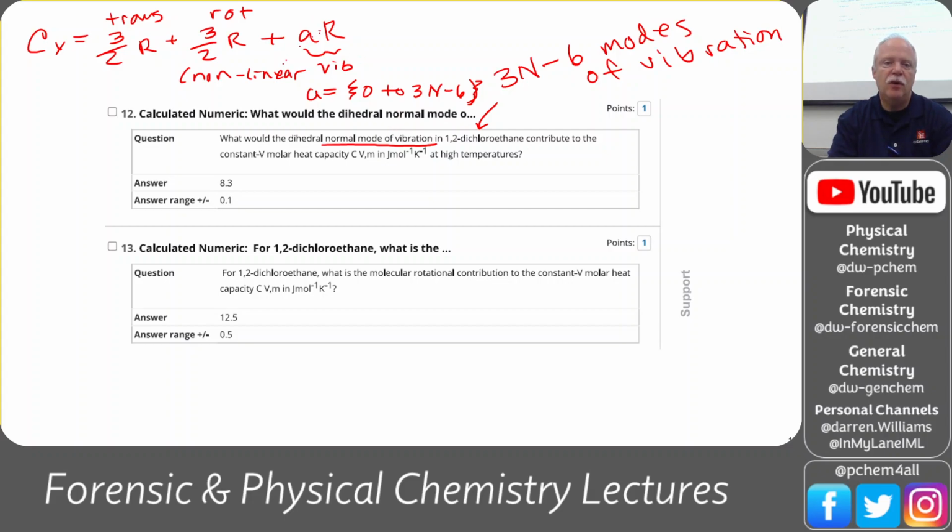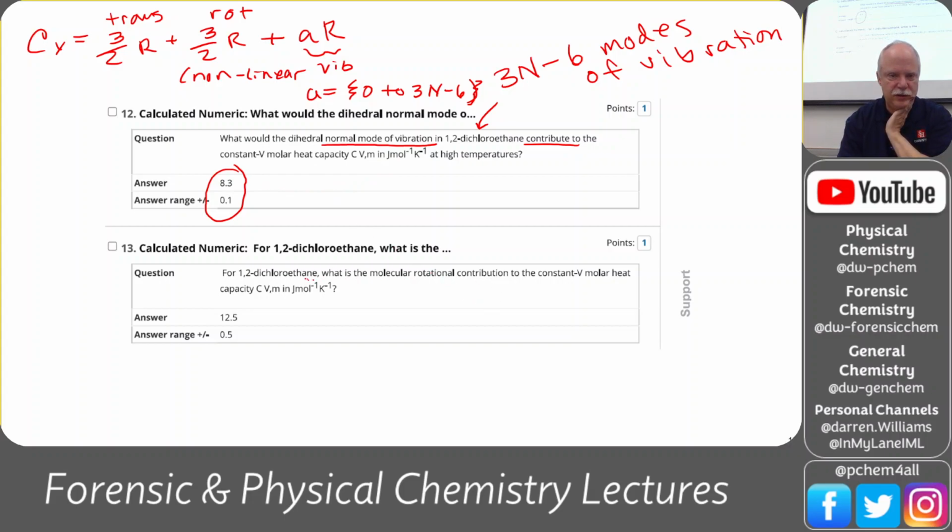And since A is 1, then it's R, which is 8.3. This is the answer I was looking for with its tolerances, 8.3 plus or minus 0.1. So you could say 8.3145, and you would have gotten it right because it was plus or minus 1 in the first decimal place. So that's how you know A is 1, and we're only looking for the vibrational contribution to the constant volume molar heat capacity.